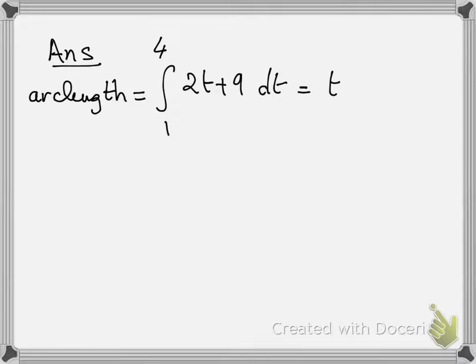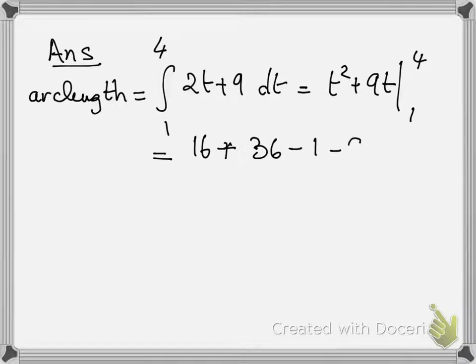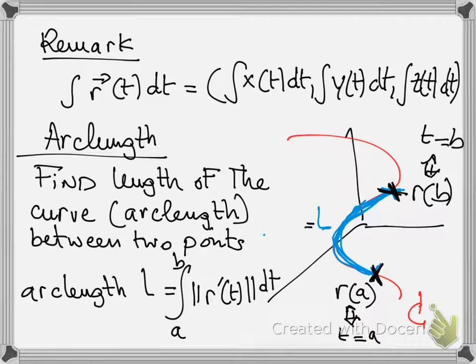So that's t squared plus 9t from 1 to 4. Just plug the 4 in and the 1 in: 4 squared, 16, plus 9 times 4, 36, minus 1 minus 9, so that's equal to 52 minus 10, so that's 42. So what I'm saying here is that the length of the curve between these 2 points is equal to 42 units. Okay, and it's really nice, right? Again, this curve can be very, very twisted, so it's not just a straight line here.